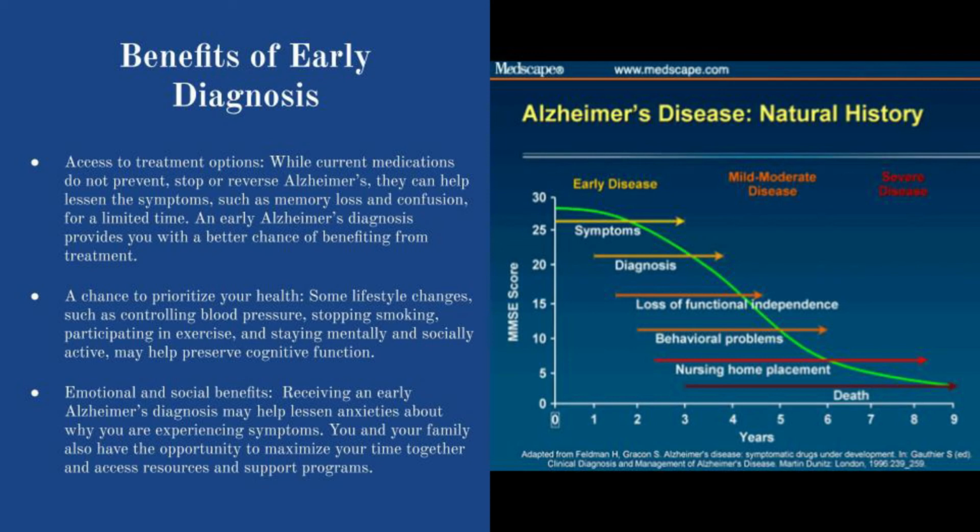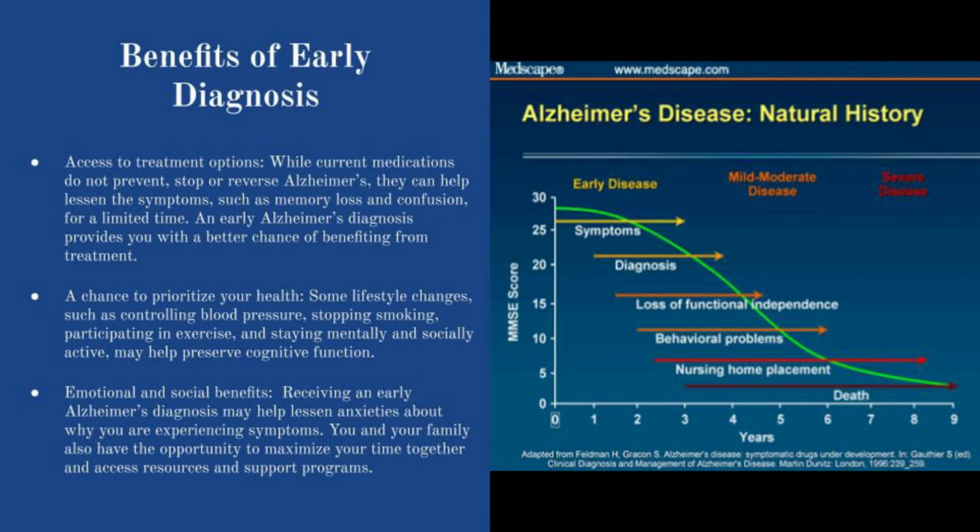A second benefit to early diagnosis is the chance to prioritize your health. So some lifestyle changes such as controlling blood pressure, quitting smoking, participating in exercise, and staying mentally and socially active may help preserve cognitive function according to research.